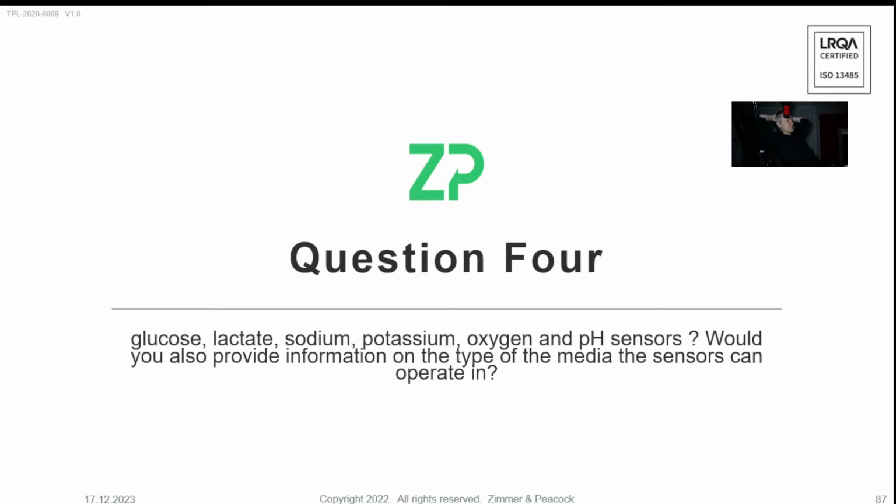One thing I'd say about ZP is the sensors that we put on our website are really there as a service. They're meant to get somebody from zero to something really quickly, and they're really intended for R&D purposes only.